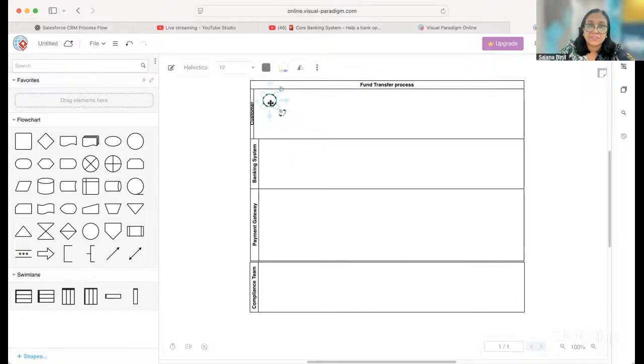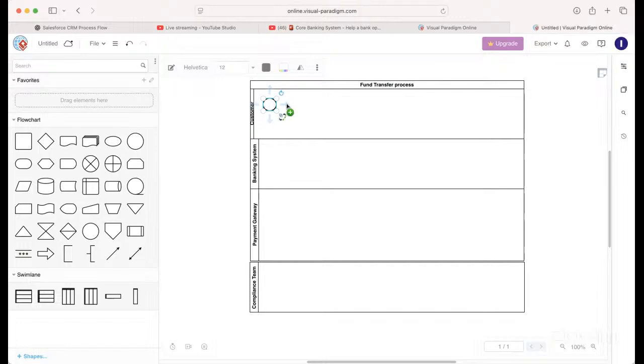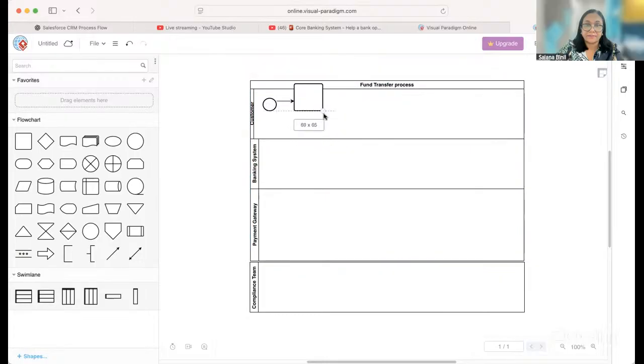This will be a revision of what you learned about process models. From here, how do I go? You go into the customer login into the portal. Okay. Great.